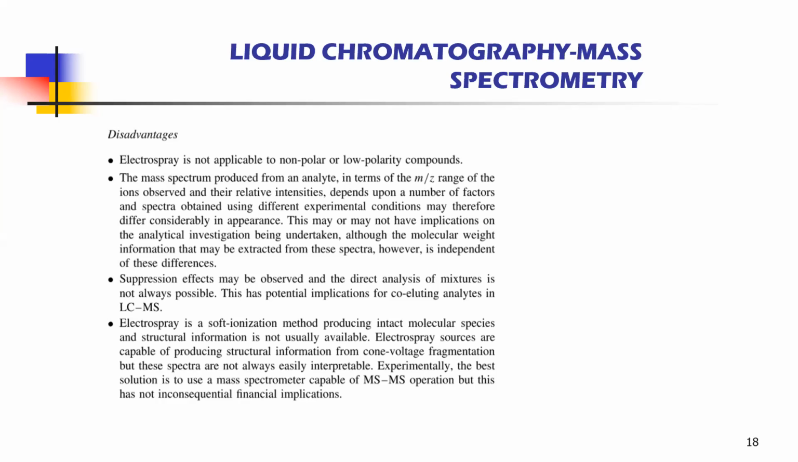Electrospray is a soft ionization method, producing intact molecular species, and structural information is not usually available. Electrospray sources are capable of producing structural information from cone voltage fragmentation, but these spectra are not always easily interpretable. Experimentally, the best solution is to use a mass spectrometer capable of MS-MS operation, but this has consequential financial implications. So the cost increases, and that is a disadvantage of the electrospray interface system.